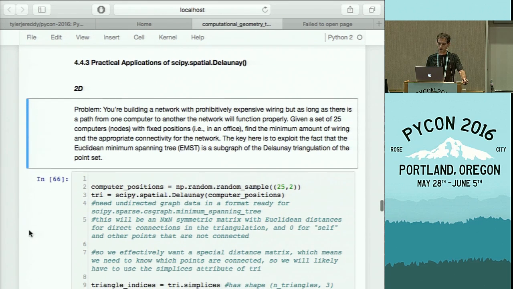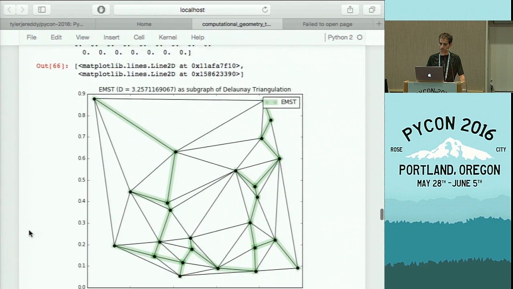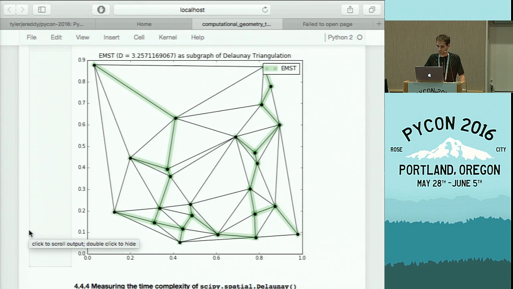If you didn't use the Delaunay triangulation, it's a fairly brute force problem. It's quadratic time complexity. But if you use the Delaunay triangulation, you can reduce it to a log linear time complexity problem. And that's because the Euclidean minimum spanning tree is a subgraph of the Delaunay triangulation. So I'll spoil it a little bit, we can look at the answer. The Delaunay triangulation will have extra connections, and the Euclidean minimum spanning tree is a subset of those connections.